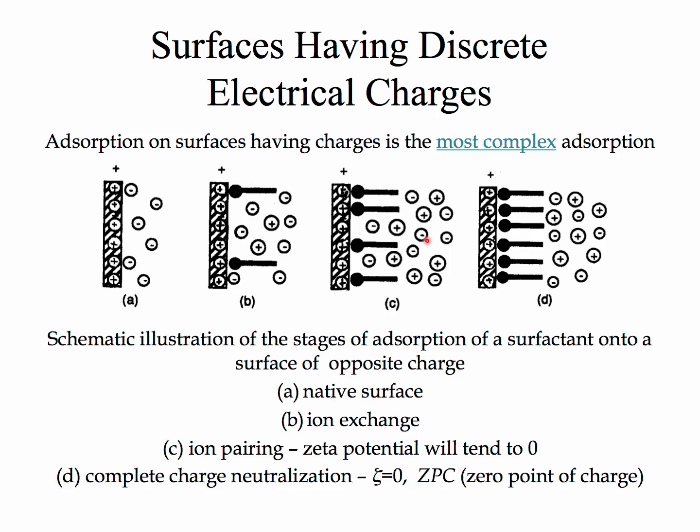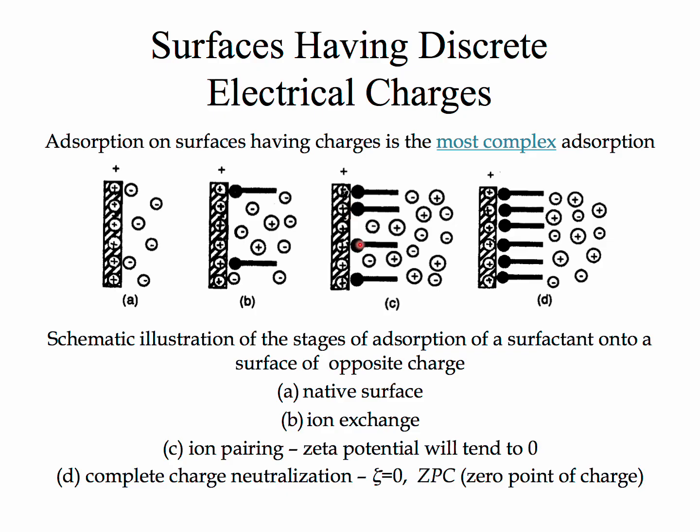And then in stage C here, we observe ion pairing. At this point, more surfactant molecules accumulate at the surface, and their charge begins to neutralize the surface charge. Imagine when you have a positive charge, and then you have surfactant which is negatively charged, so it starts to neutralize the charges, right?